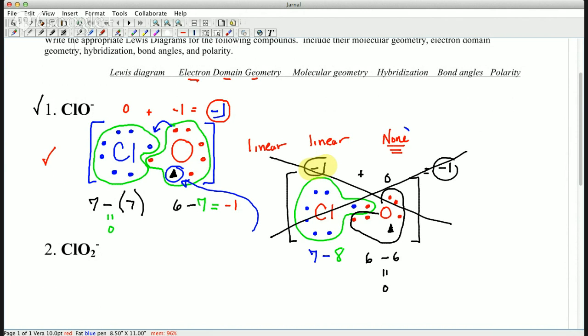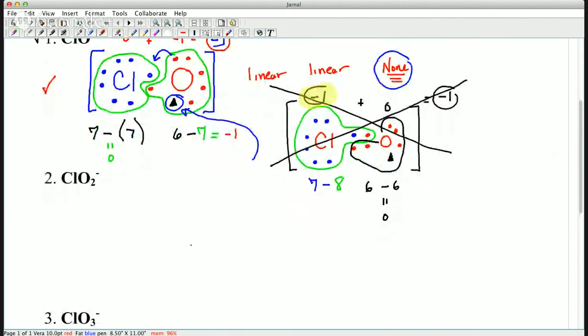So the reason why this is the correct structure, formal charges help us. Now, the hybridization part, you should be able to figure this out. If it's just one bond, chlorine, okay, just has a what? An unhybridized orbital at the end.